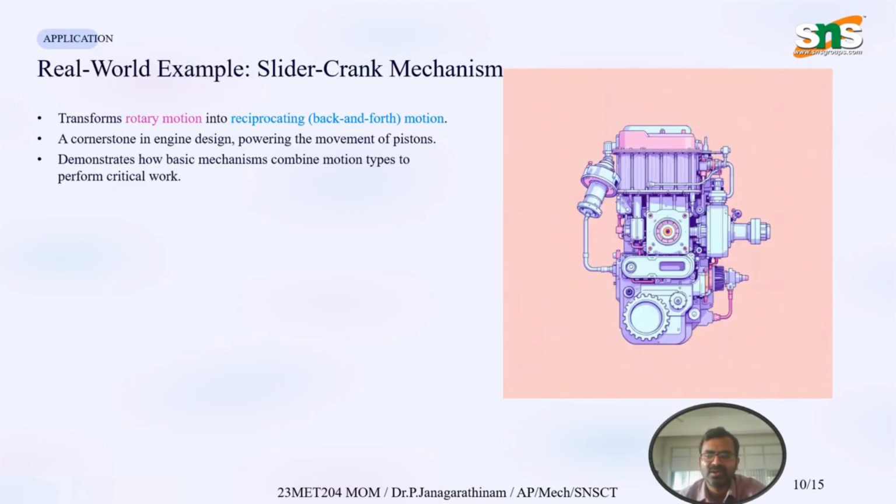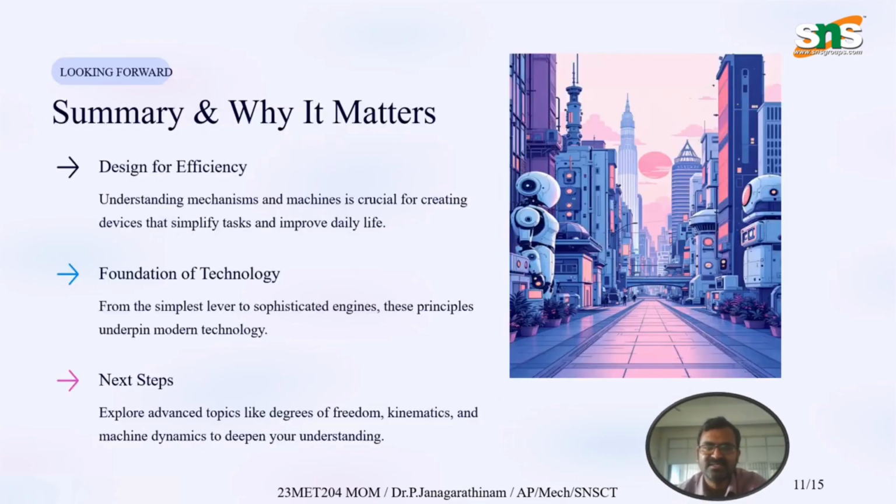This is the slider crank mechanism, which runs the entire IC engine. It is a simple real-world example that transforms rotary motion into reciprocating motion. If the crank rotates, we give rotary motion, but the piston moves up and down, which is converted into linear motion. This is one kind of example of a mechanism.